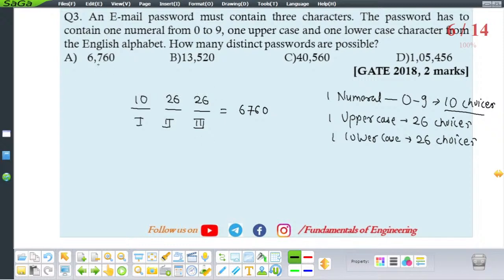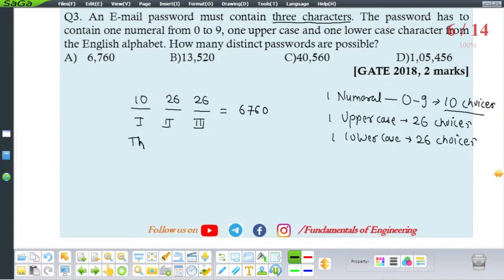Now you will think, sir, the first option is correct, but that is not the correct answer. What they have given is that there must be 3 characters. So if I am writing this password, there is a possibility that I can use the numeral at the second or third position. I can use the uppercase at the first or third. I can use the lowercase character at the first and second. So these 3 characters I can use in 3 different ways.